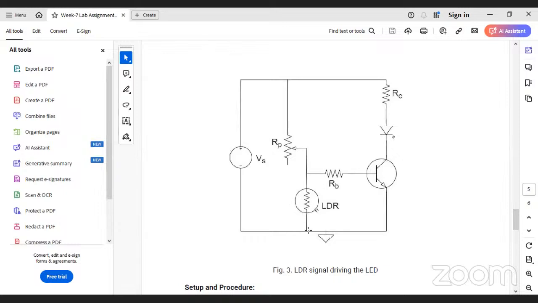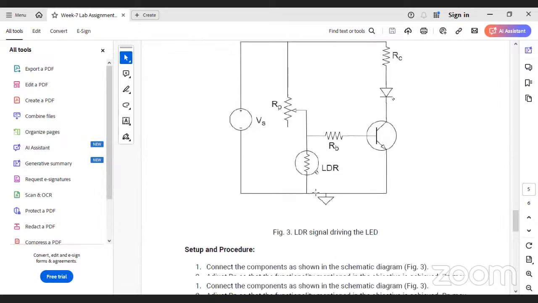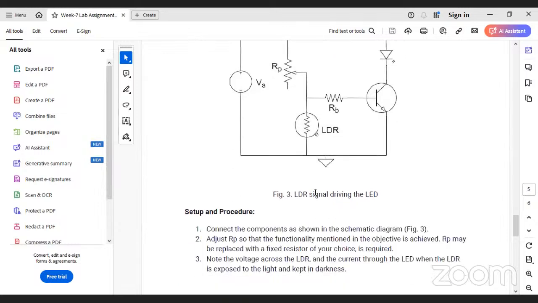The only thing is that you are attaching an LDR here, and depending on the light intensity incident on the LDR, the base current, that is IB, will change, and accordingly the brightness of the LED will also change.